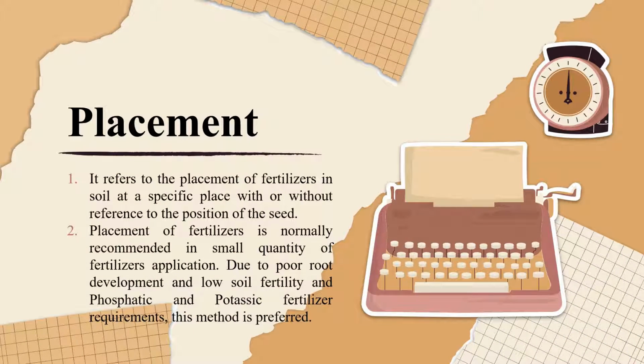Placement. It refers to the placement of fertilizers in soil at a specific place, with or without reference to the position of the seed. Placement of fertilizers is normally recommended for small quantities of fertilizer application, due to poor root development, low soil fertility, and phosphatic and potassic fertilizer requirements. This method is preferred.